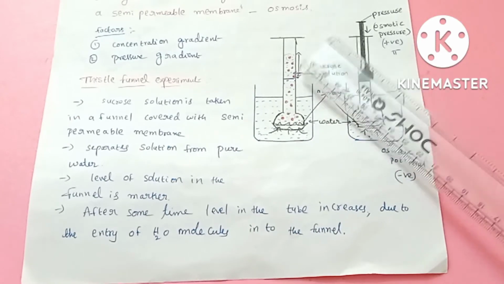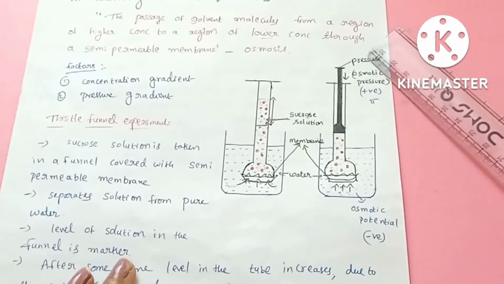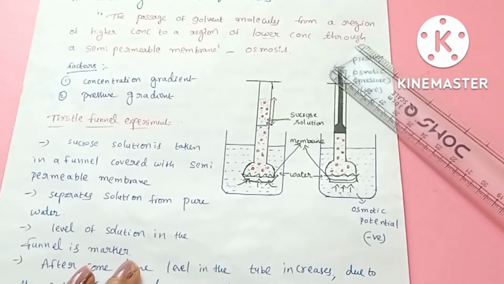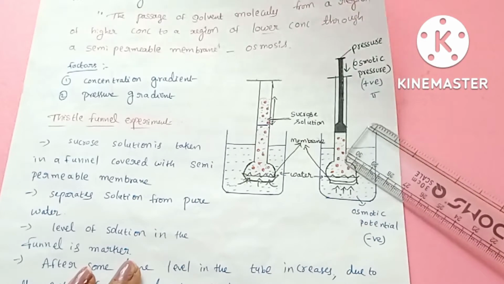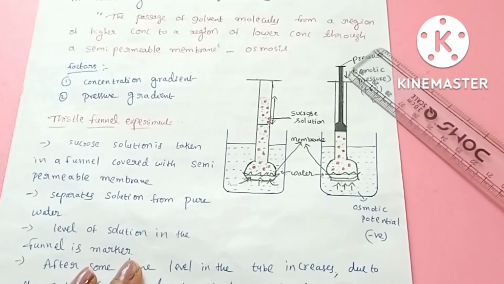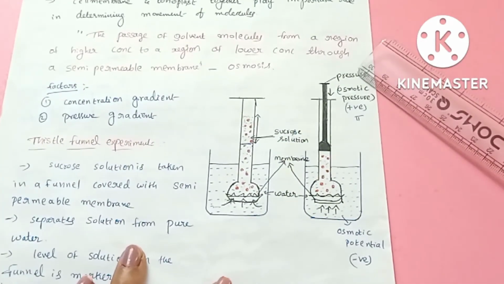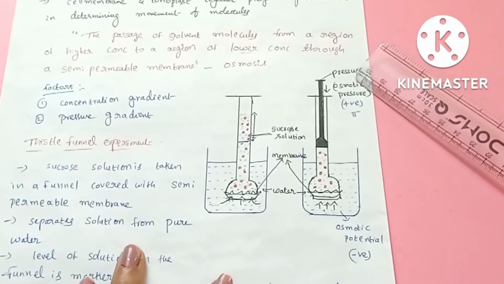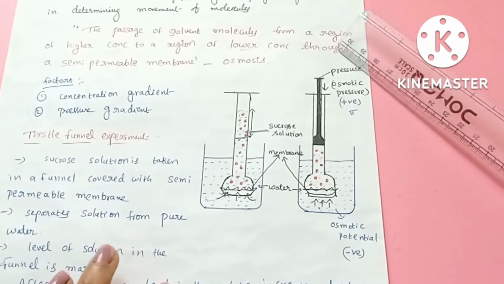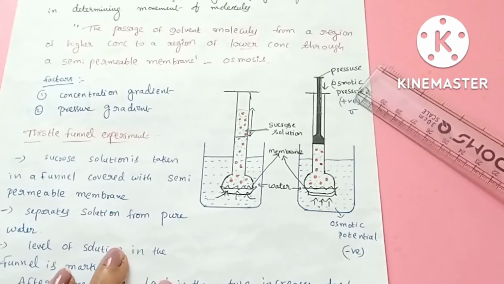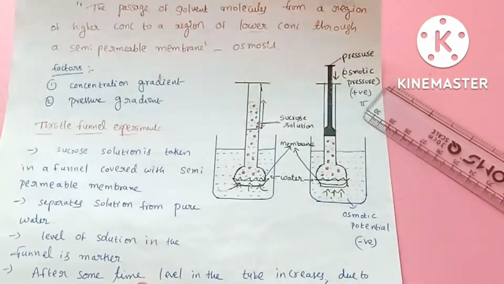But to prevent the entry of these water molecules, we have applied some pressure from the top. The more solute molecules present in the funnel, the more pressure we have to apply against it. What is this pressure? It is osmotic pressure. The pressure applied to prevent the entry of the solvent molecules into the funnel is called osmotic pressure. This osmotic pressure is always positive, and it is denoted by pi.